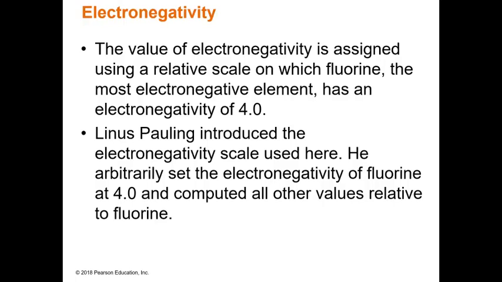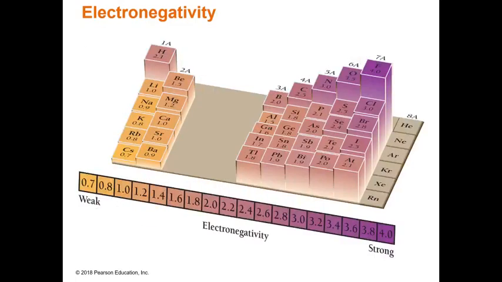The concept of electronegativity is based on a relative scale. Fluorine is the most electronegative element with a value of 4.0, as assigned by Linus Pauling. Other elements are assigned values relative to this standard. The farther right and higher up you go on the periodic table, the more electronegative the element.